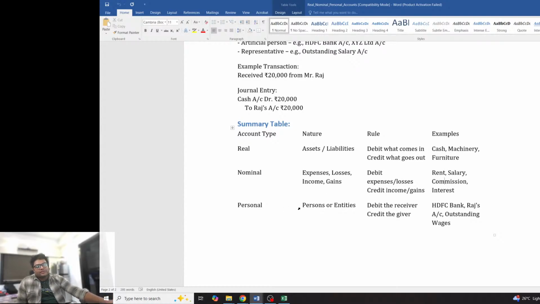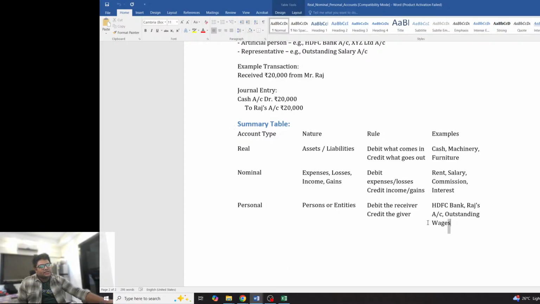Now, the third one is personal accounts. Personal is for a person or entity. It can be a single person or it can be an entity, an artificial person, anything. The rule here is debit the receiver and credit the giver. So for example, Raj's account, outstanding wages. This is mainly for your debtors and creditors, that's all.